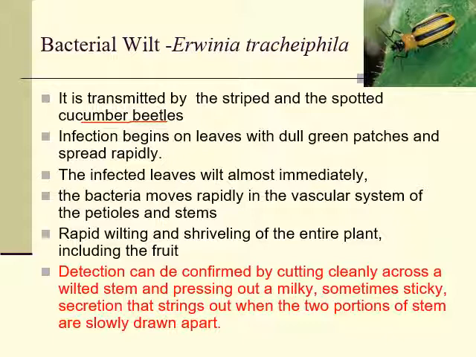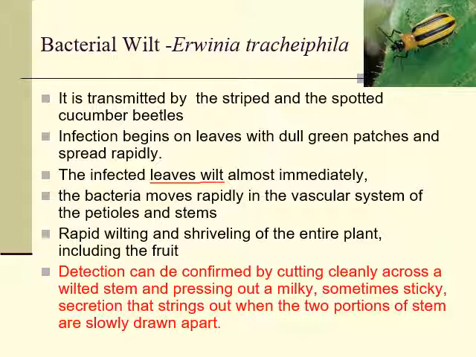Similar to other infections, it starts as a dull green patch. So when you see dull green patches, good luck. I don't know. It could be anything. If you see wilting, then you need to consider it is Erwinia. So remember what I said, cut that petiole, pull it apart, see if it's got stringy, sticky sap. Then you have an Erwinia problem.